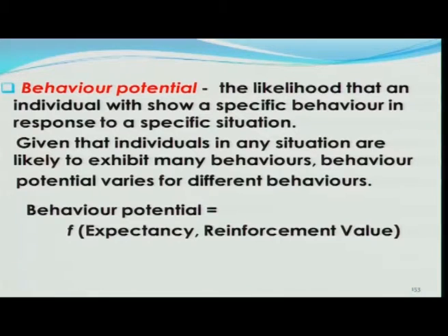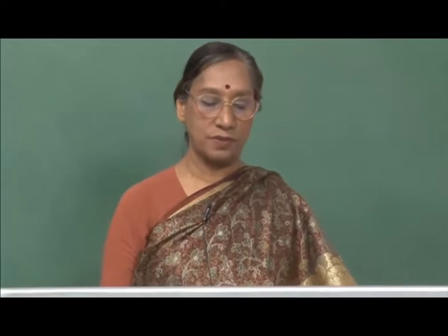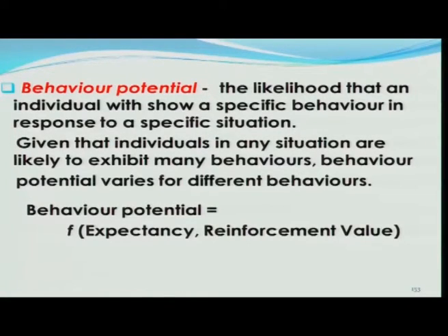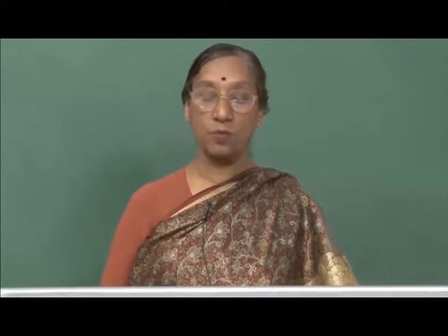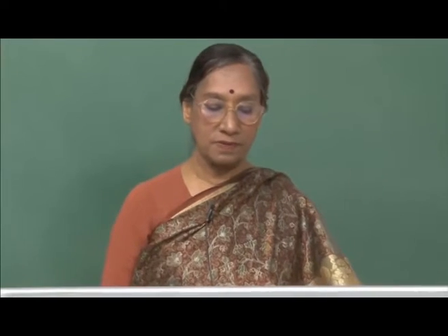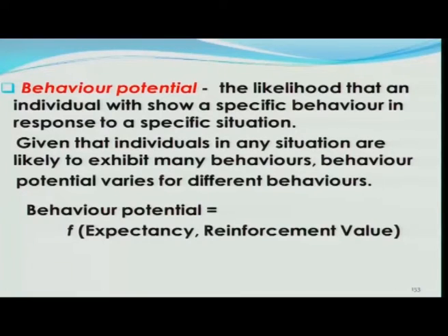A third concept that deserves mention here is behavior potential. This is the likelihood that an individual will show a specific behavior in response to a specific situation. Given that individuals in any situation are likely to exhibit many behaviors, behavior potential varies for different behaviors. This was illustrated or summed up in this very simple equation that contains the basic idea behind studying something called behavior potential, and that is that behavior potential is a function of expectancy and reinforcement value. In a sense, this small formula resembles the kind of formula that Skinner was famous for, except that the function variables here are expectancy and reinforcement value, which according to Rotter could be measured.